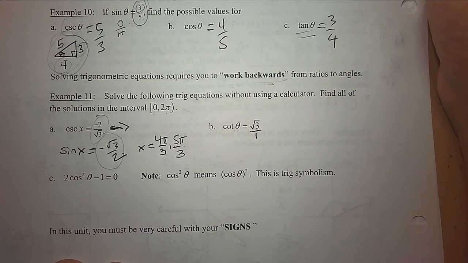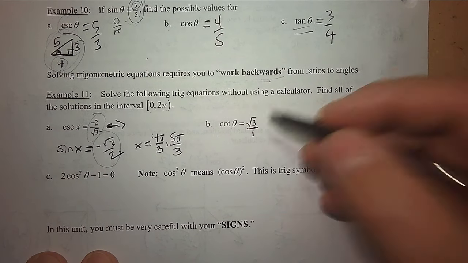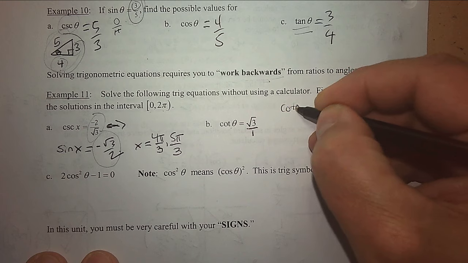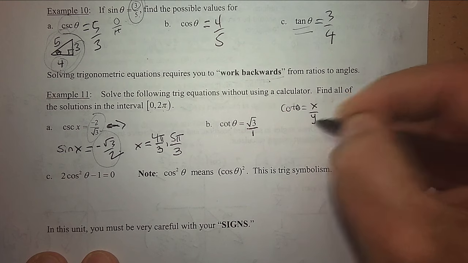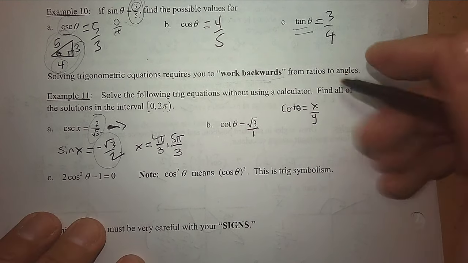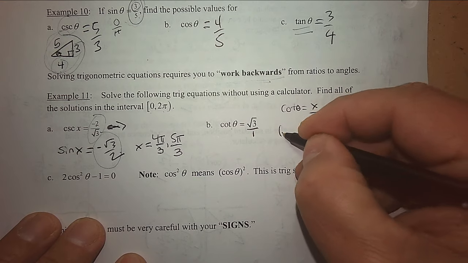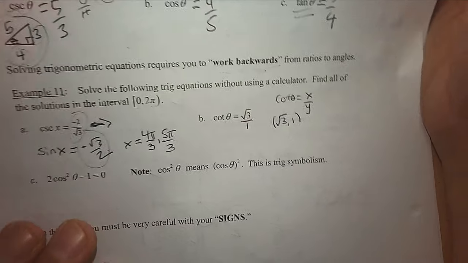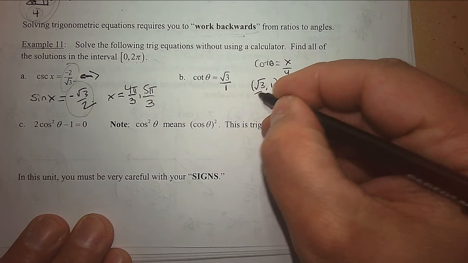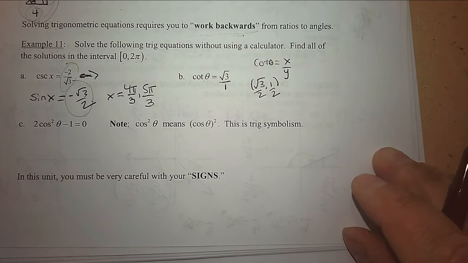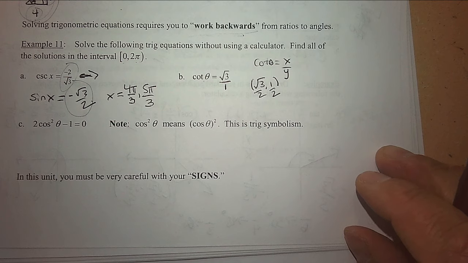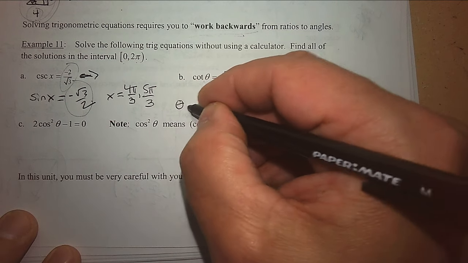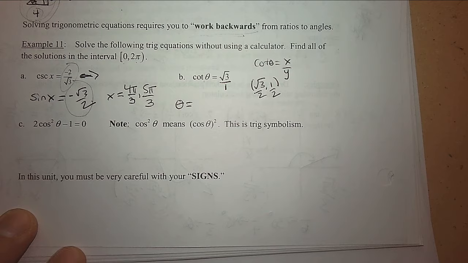Cotangent, I'm going to put it over 1. The definition of cotangent is x over y, the reciprocal of tangent. So in this example, the x is root 3, and the y is 1. I'm going to put 2s underneath them so you can match it up with the unit circle. What angle matches that on the unit circle? Root 3 over 2 and 1 half.